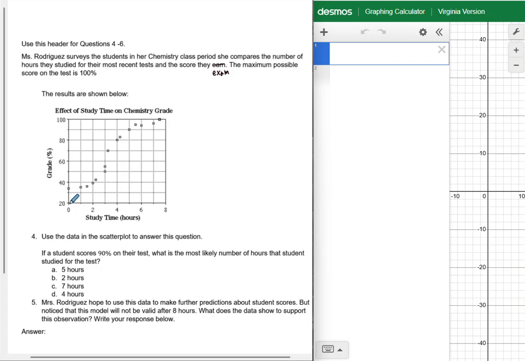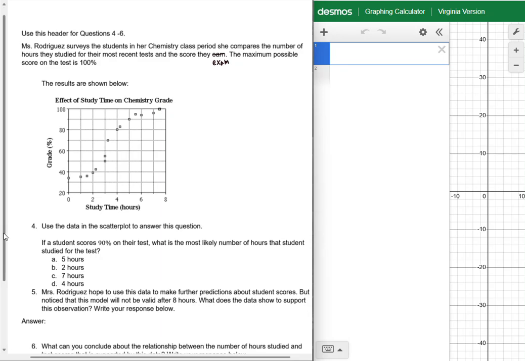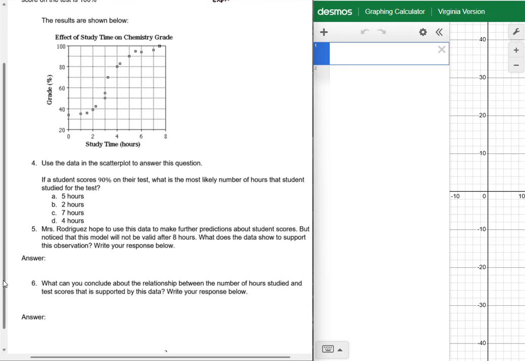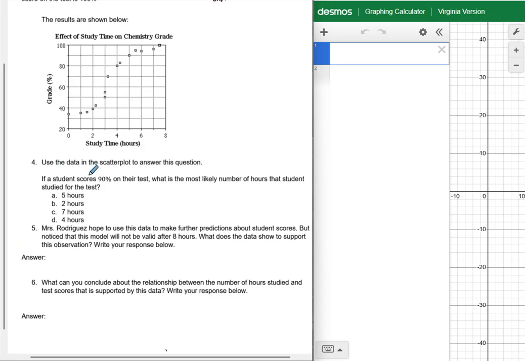So basically, this student studied for 0 hours and got a grade of about 35% or so. This student studied for 1 hour and got a grade of 30 something. This student studied for 2 hours and got a 40%, and so on. So this student studied for 7 hours and got a 90 something percent. And then one student did get 100%. Okay, use the data in the scatter plot to answer the questions below. If a student scores 90% on their test, so 90 is right here, okay?